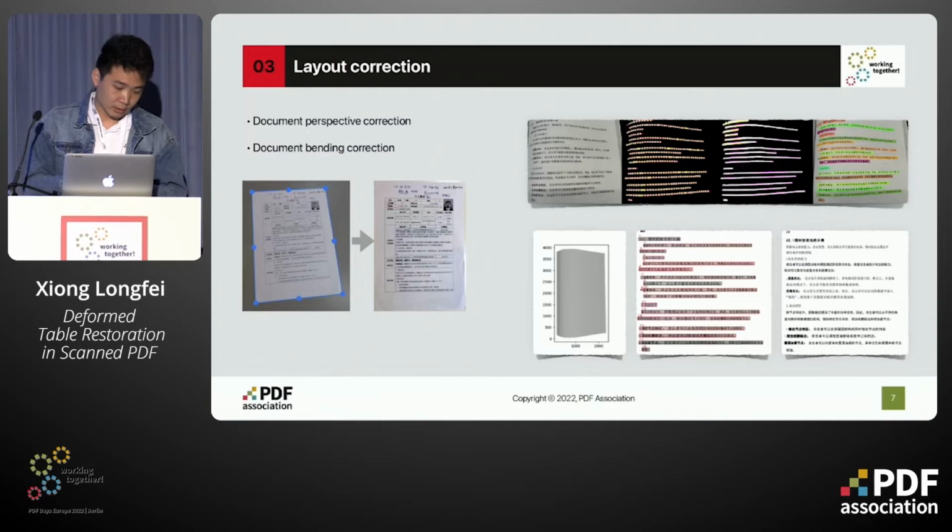The second is banding correction. We obtain every single character and then calculate a 3D surface, and then achieve the deformation correction of the entire page through remap. It looks simple, but it's a lot of work.